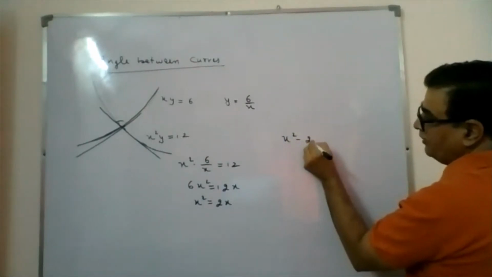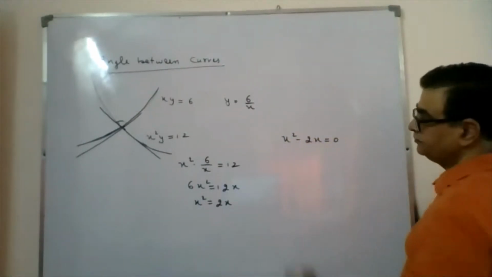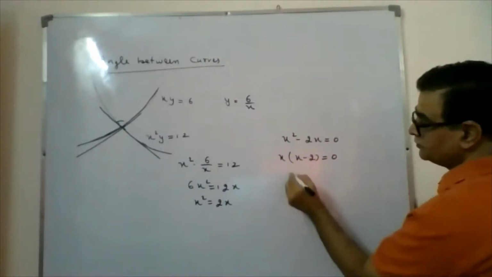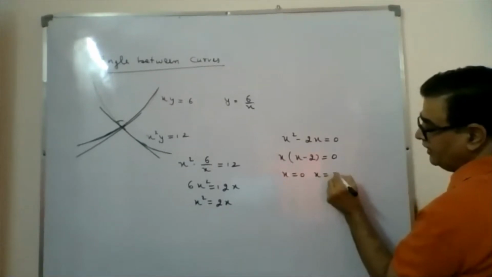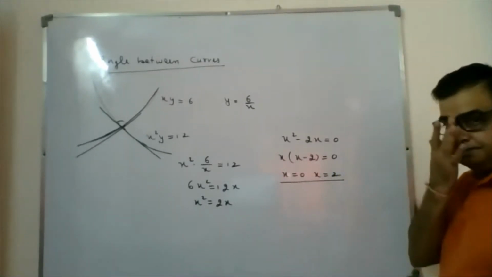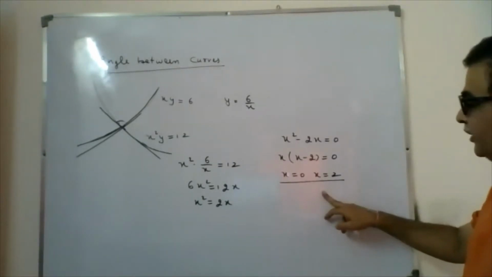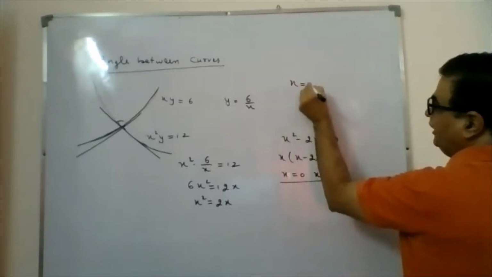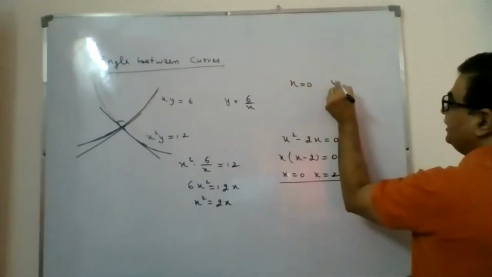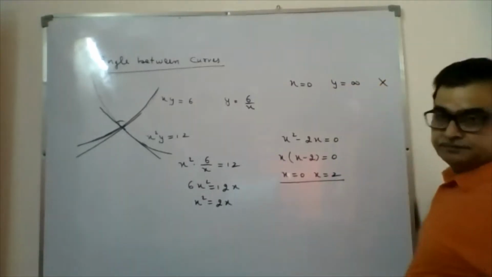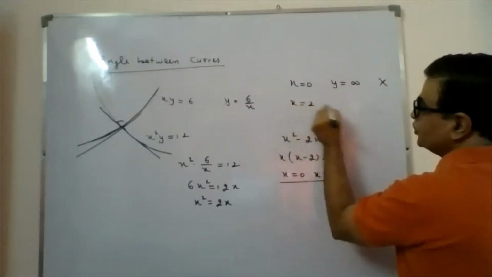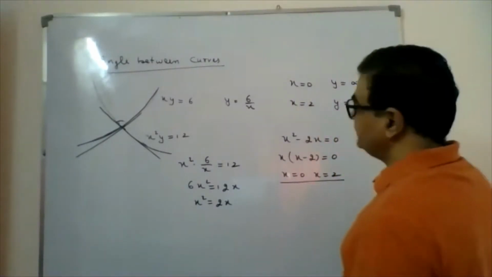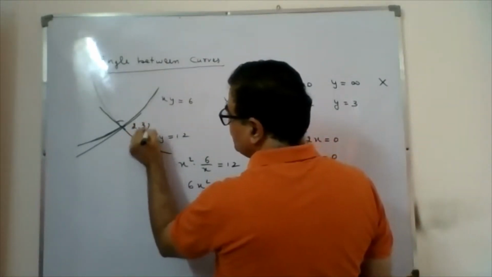Then I'll write x square minus 2x will be 0. We'll take x common. x into x minus 2 is 0. So that indicates x will be 0 and x will be 2. As you got x as 0 and 2, what is y? When we take x as 0, y comes out to be infinity, which is impossible. And when you take x as 2, y comes out to be 3. So that means the intersection point will be 2, 3.